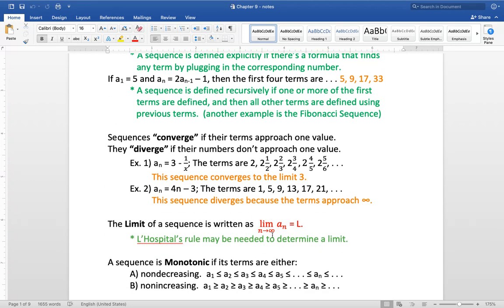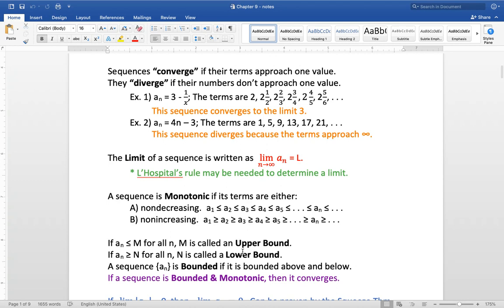So, okay, that shouldn't be too big of a deal. We'll also take limits. No biggie there. We've done lots of limits. If it's indeterminate, don't forget to use L'Hopital's rule. And there's some other terms here like monotonic. That just means it's always increasing or always decreasing.